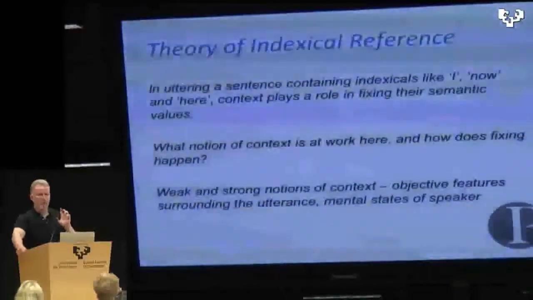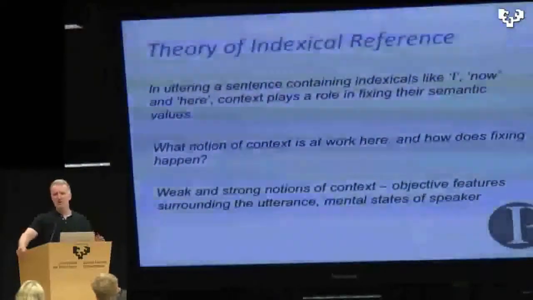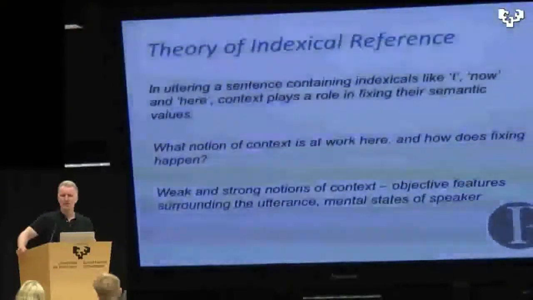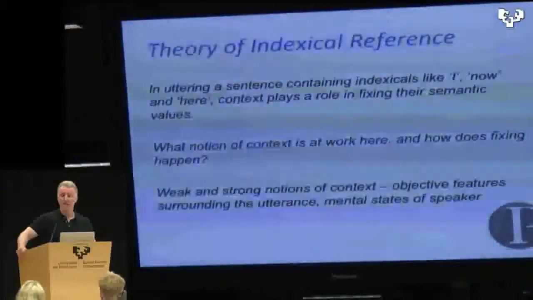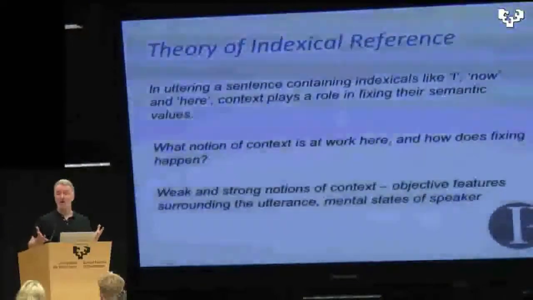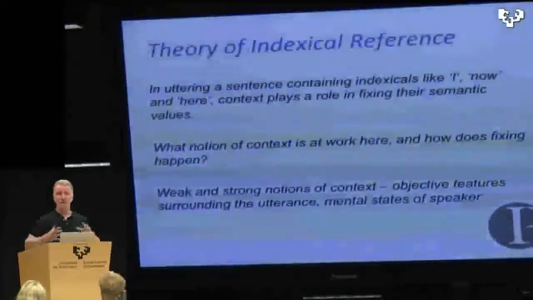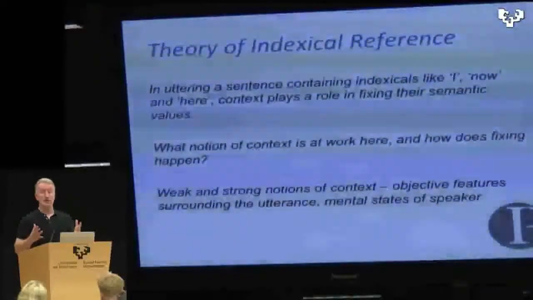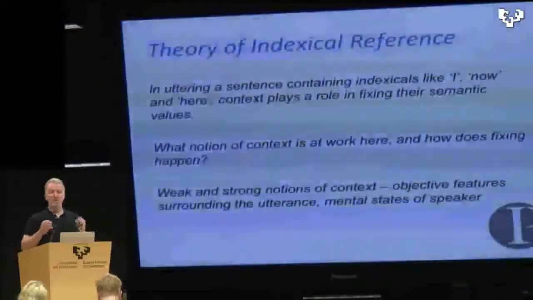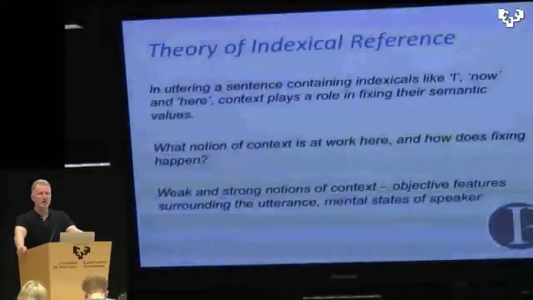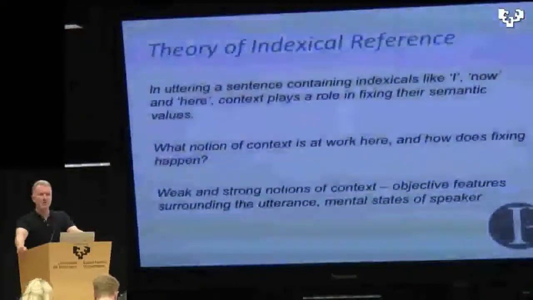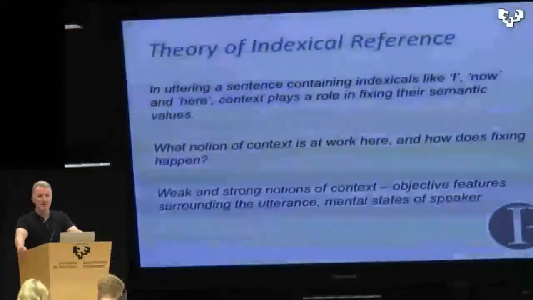So Kent said, well, we've got a weak and a strong notion of context. The weak notion of context is just that we've got the physical or objective features of the act of utterance. We've got the time, we've got the place, we've got the physical environment in which an utterance is produced. But the strong notion of context is that we might appeal to what's in the mind of the speaker, and in particular the speaker's intentions.